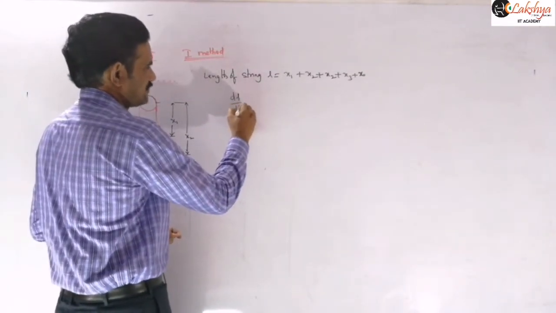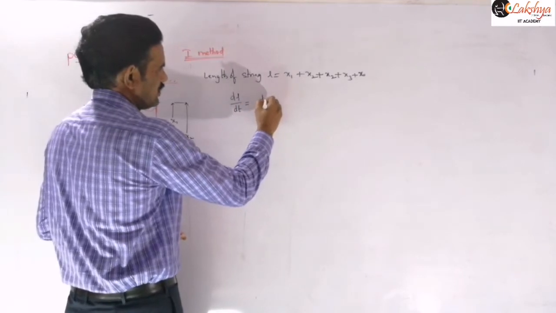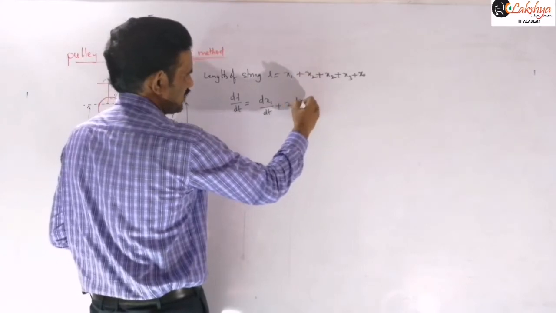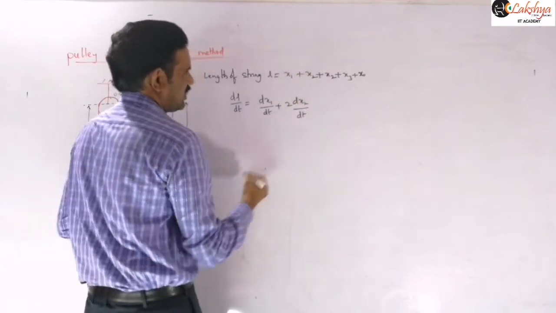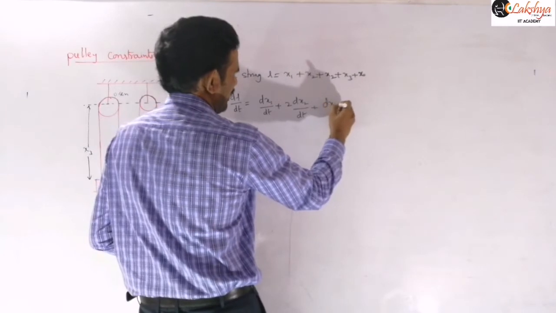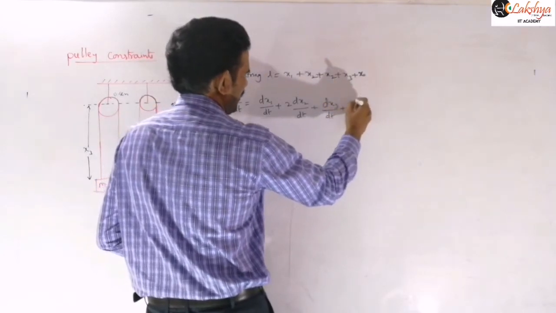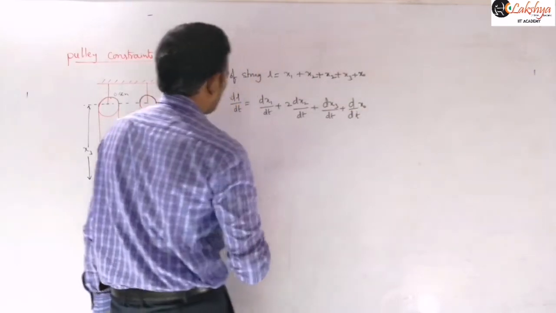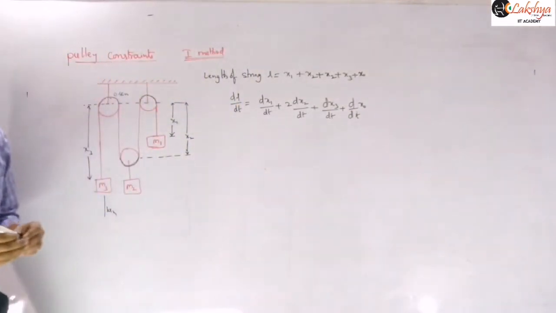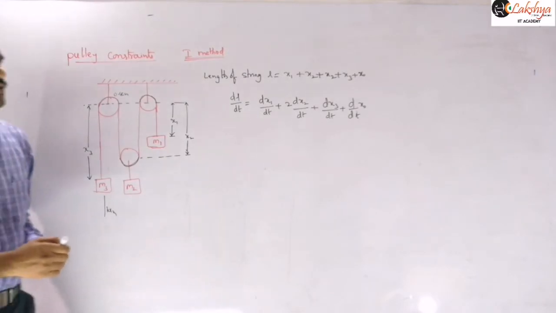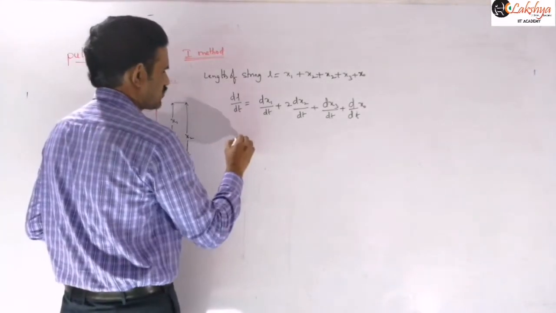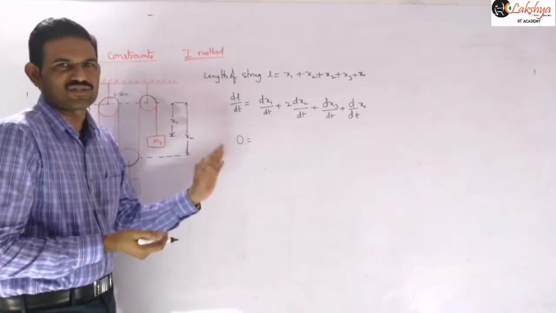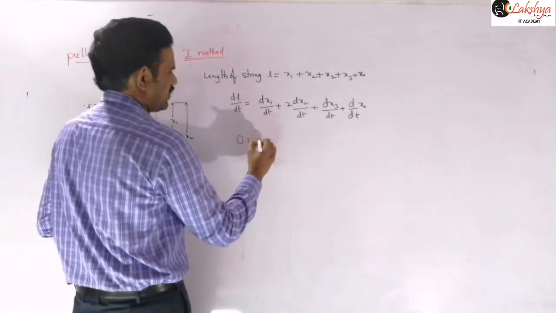dl by dt is equal to dx1 by dt plus 2 times dx2 by dt, I am taking 2 outside, plus dx3 by dt plus dx0 by dt. Now we know the length of the string is a constant value here, so its differentiation should be equal to 0. Is it clear? This is one of the basic procedures to solve the pulley problems, pulley constraints.